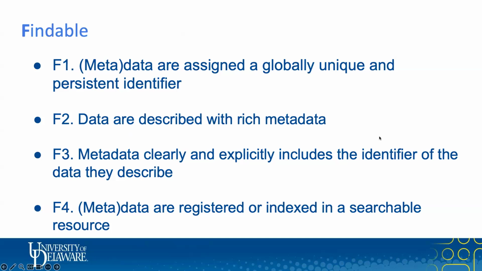Findable is the first pillar. To achieve this principle, you need to assign global unique identifiers, like a digital object identifier, to your data. Describe your data with rich metadata, for example, sampling locations or lab methods. Ensure metadata explicitly links back to the data identifier. Register data in searchable resources such as repositories. Remember, without the proper metadata, even the best data is like a book without a title in a large library.